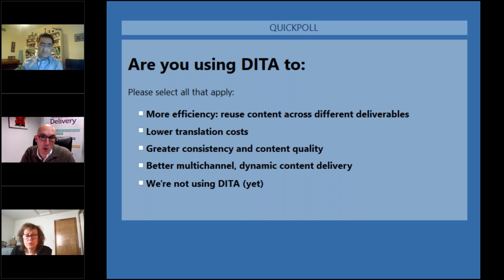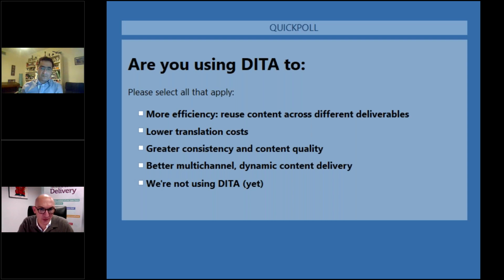So if you're using DITA or let's say structured content, but preferably DITA, why are you doing it? So what is the main driver for you or the main benefits that you see in using structured content and particularly DITA? It's more efficiency. So you can reuse content across different deliverables, lower translation costs, greater consistency and content quality, better multi-channel dynamic content delivery, or we are not using DITA yet, or let's say we're not even using structured content yet. So let us know.